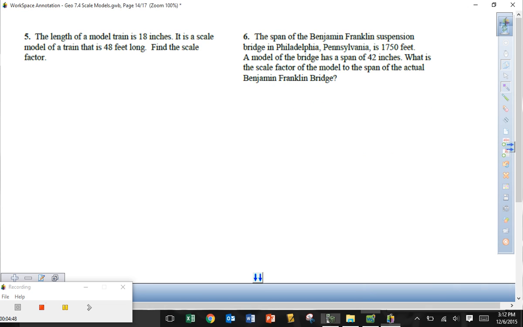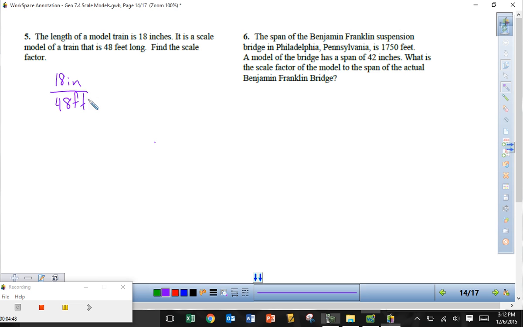Okay, let's see what number 5 is asking. We've got the length of a model train being 18 inches. Based on that, we want to compare it to the scale model of the actual train, which is 48 feet long. Find the scale factor. Again, scale factors, we don't have to have the same unit, so we just want to compare it, and then remember that the model always has to go first. We want to compare the model, then to the actual. So our model was 18 inches, and our actual train was 48 feet.